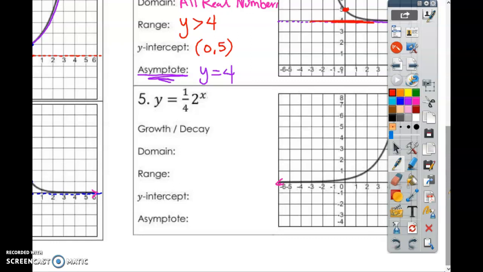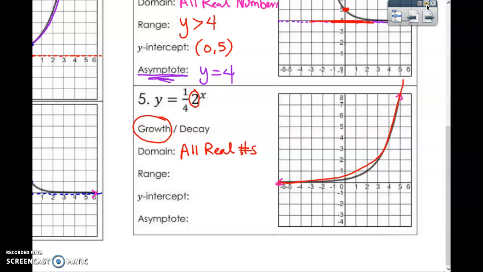Is this a growth or a decay? This is my A. This is my B. My B is greater than 1. It's going up. Look, it's going up. So it's a growth. What's my domain? All real numbers. What is my asymptote? 0 plus 0, right? It's my C. So y equals 0.